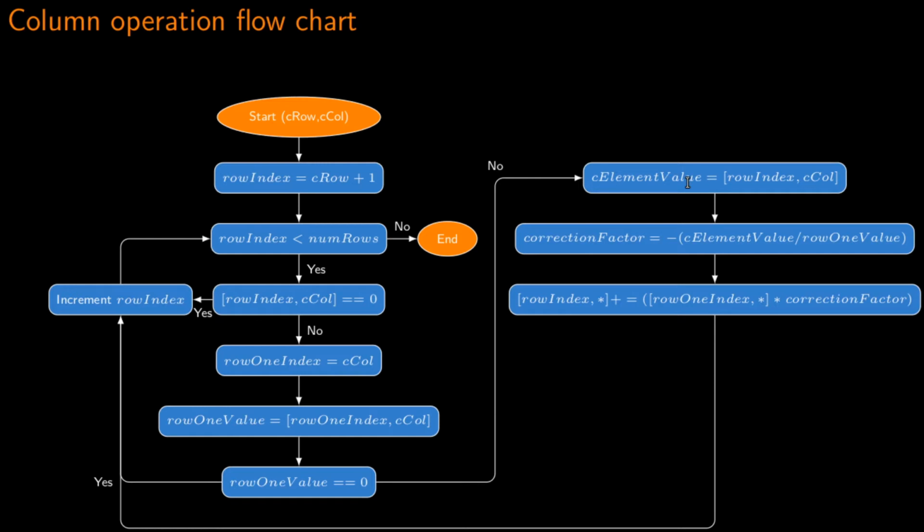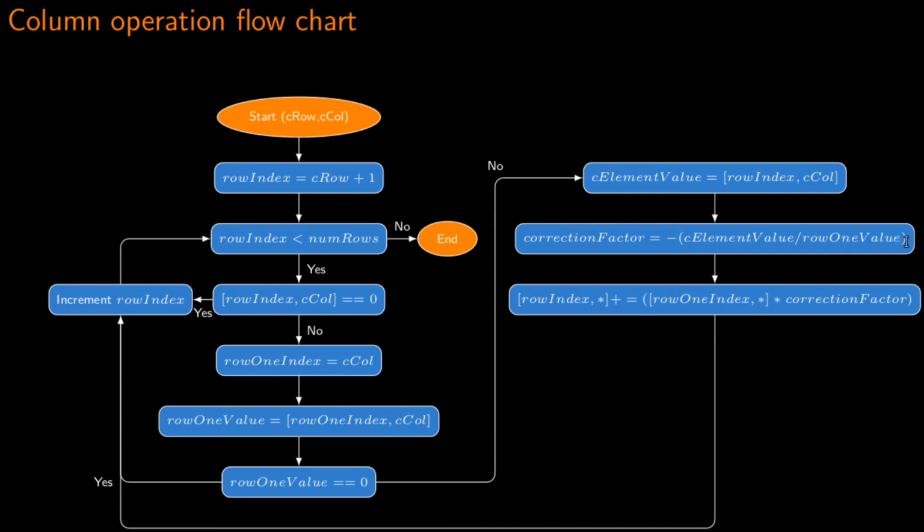We extract the value at that location. So the current element value is at row index, C col. Okay, so that's this position, right? So we extract its value. We then compute a correction factor, which is going to be the negative of the current element value divided by row 1 value. The point of this is to make a number, the correction factor, that when we multiply the row at row 1 index by this number, the element is going to exactly cancel out the element that we want to set to 0.